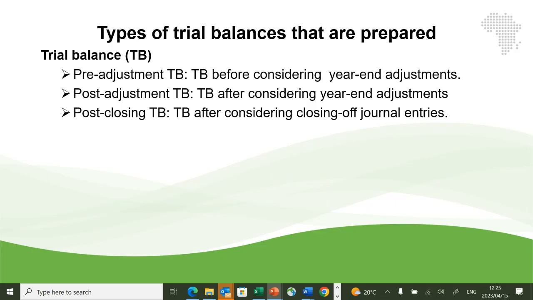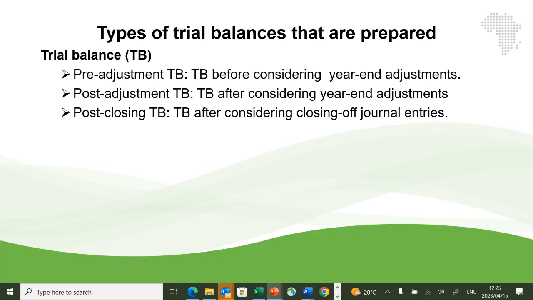So when we give you a pre-adjustment trial balance, we also provide you with what? Additional information. Under additional information, you then have to scrutinize that information to see what has already been recorded and what is still outstanding. So that's why you will have a pre-adjustment trial balance. And then you're going to have what? A post-adjustment trial balance. It is after considering what then? Your year-end adjustments.